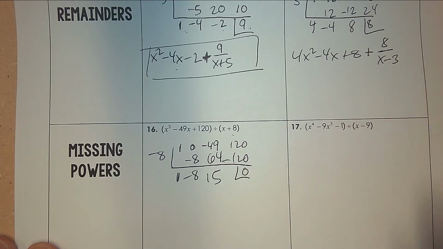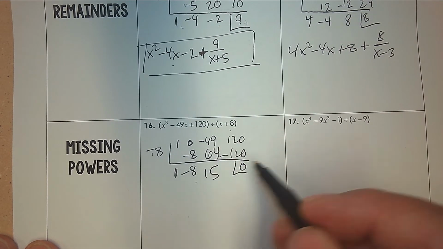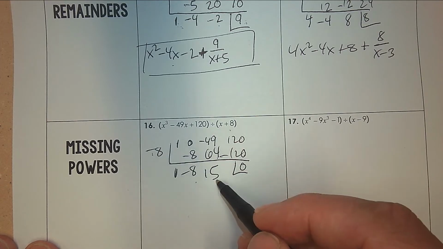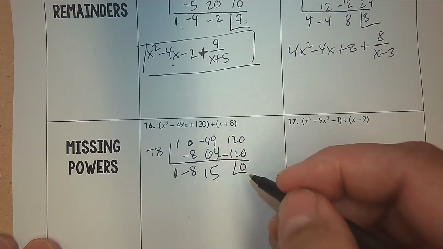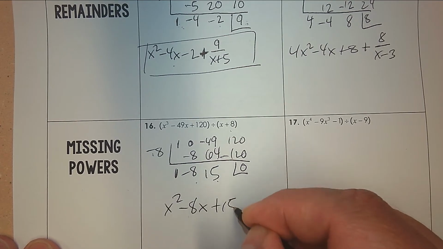Notice in this case we have no remainder. I'm getting 64 by multiplying. I'm getting negative 120 by multiplying 8 times 15. No remainder, so the answer is 1x squared minus 8x plus 15.